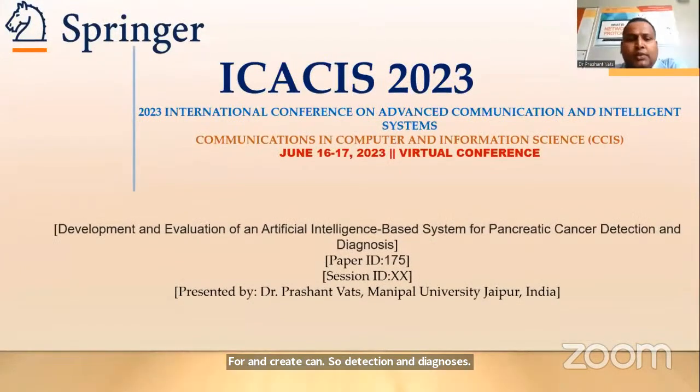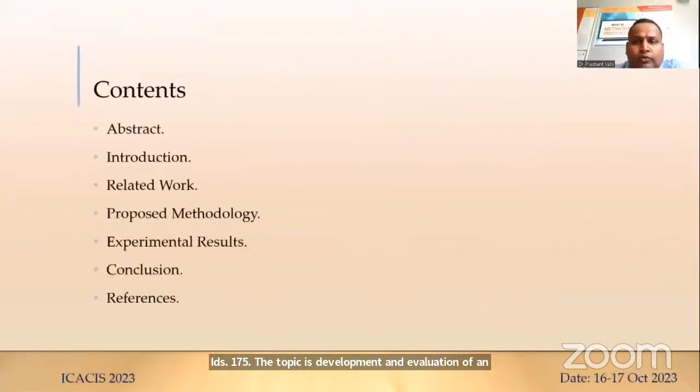Today I'm here to present a paper on the topic. Paper ID is 175. The topic is development and evaluation of an AI-based system for pancreatic cancer detection and its diagnosis.